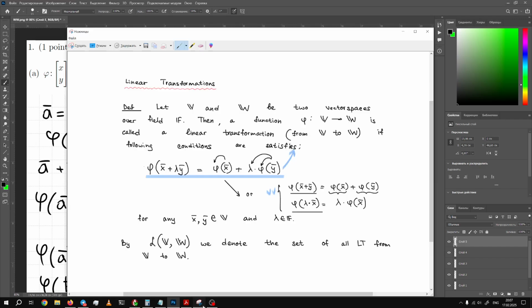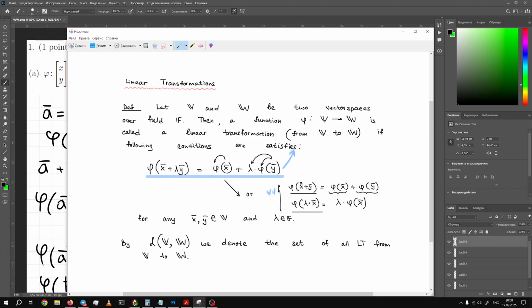Hello everyone, in today's video you will understand what a linear transformation is. So let's start from the very beginning, from the definition. Let V and W be two vector spaces over field F. Then a function phi is called a linear transformation from V to W if the following conditions are satisfied.